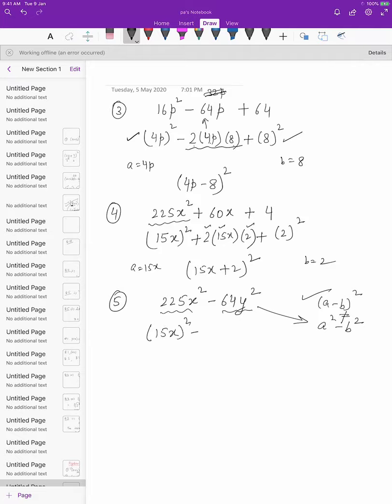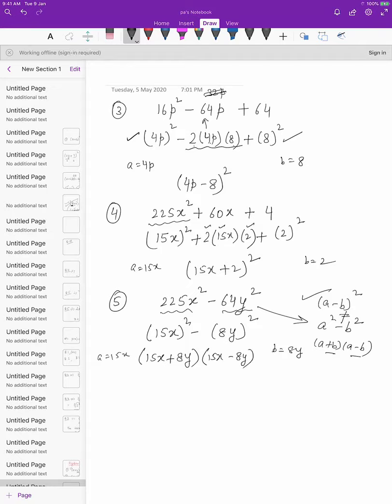15x whole square minus 8y whole square. So now it is in the form of a square minus b square, with what is a in this case? 15x, and with your b as 8y. So what is the identity for a square minus b square? It is a plus b into a minus b. So your a is 15x plus b, which is 8y. The second bracket will be a minus b, that is 15x minus 8y.